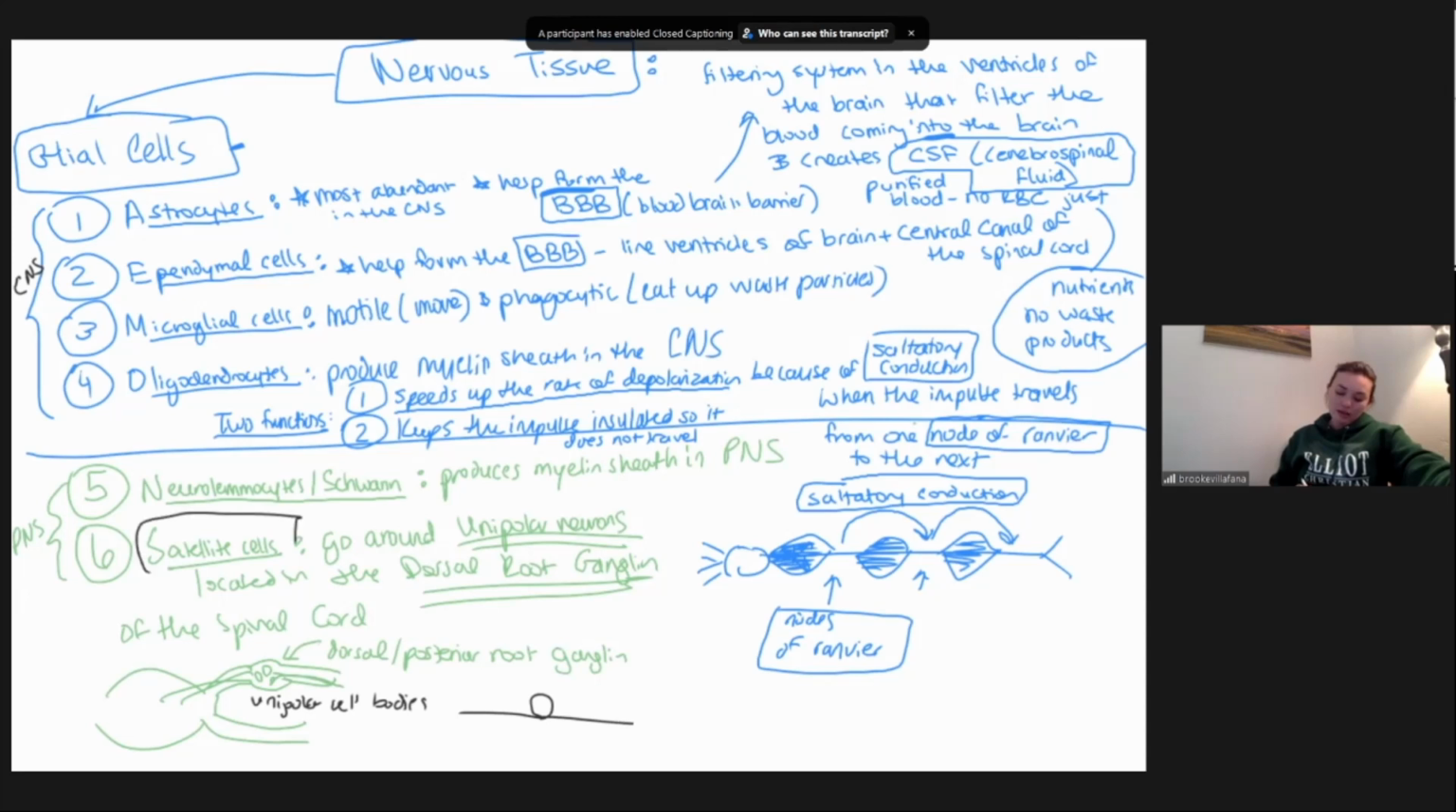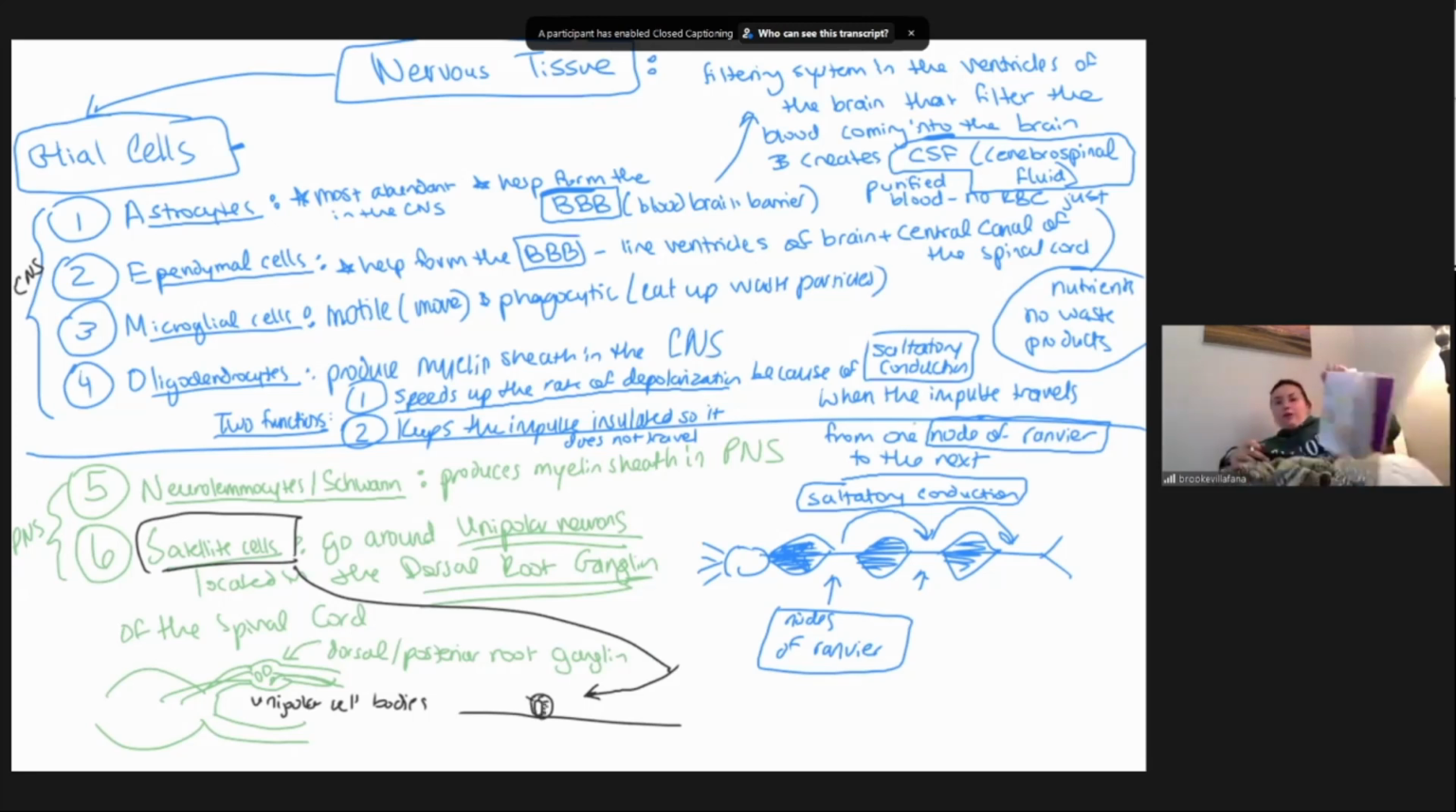So the satellite cells live around that little unipolar cell body, keeping it healthy and alive. Okay, so those are your 6 glial cells and their functions. Your chapter also talks about Wallerian degeneration, which is very simple, and then the protective coating of nerves. So I'll just write those on the next page, and then at that point, we'll be done.